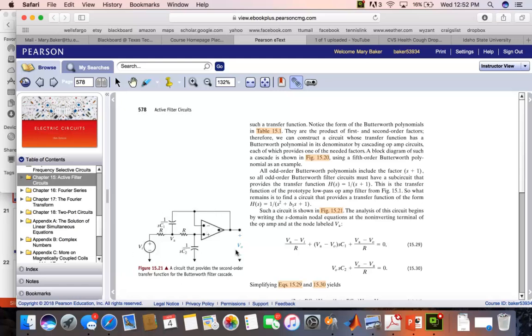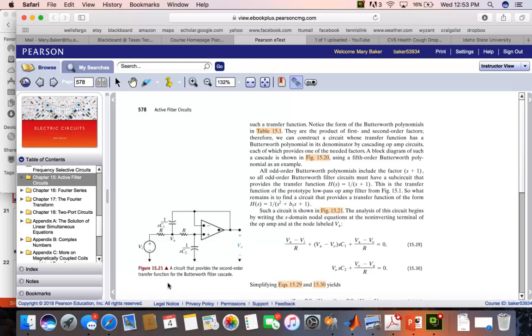So once again, figure 15.21, and I'm just going through this section of the video to go through what's basically in your textbook. So you can follow along, or you can just read the textbook as opposed to watching the video, or you can watch the video, or you can do all of the above.